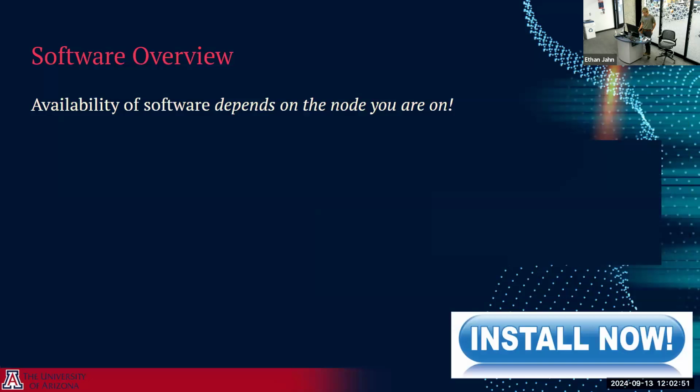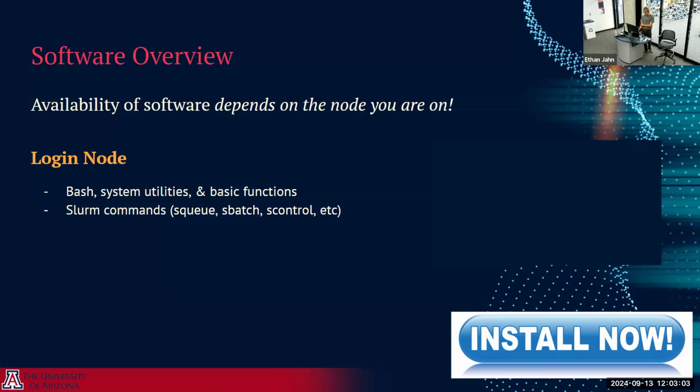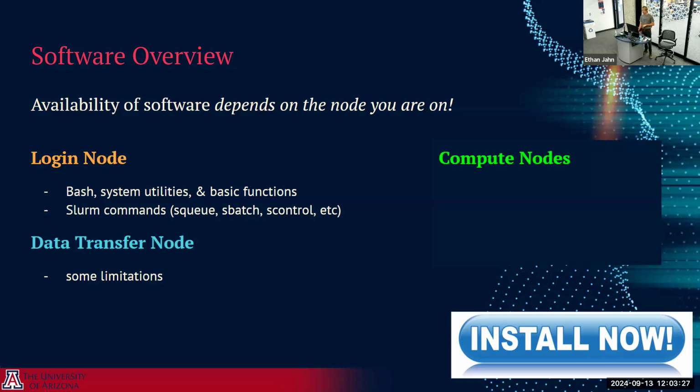And so let's get into the software overview. The availability of software depends on the type of node you are on. The login node has bash commands, some basic system utilities and functions. It has Slurm commands, so if you want to submit a job, or use squeue to view previous jobs, these commands are all available on the login node. The data transfer node does have some limitations. If you're looking for a certain command or maybe a compiler, you're not going to find it on the data transfer node because it's not really for that.